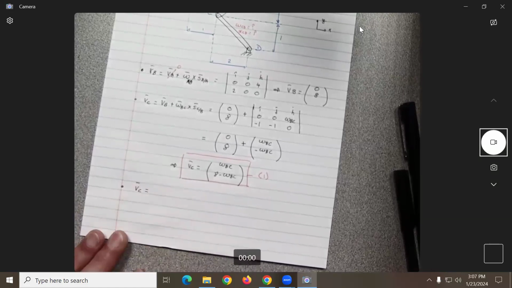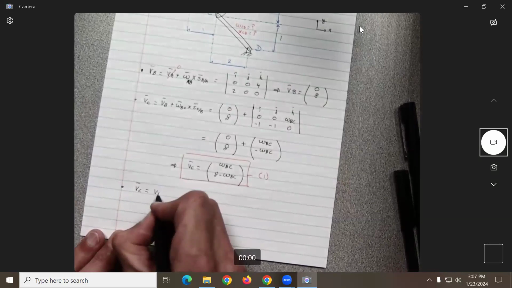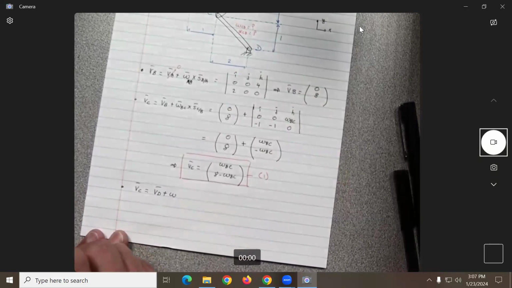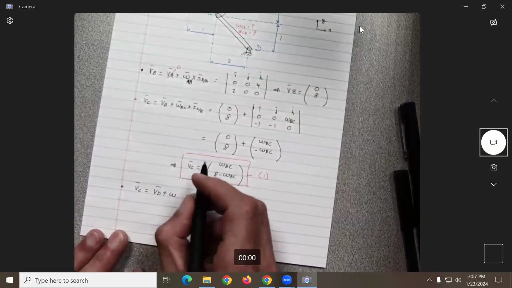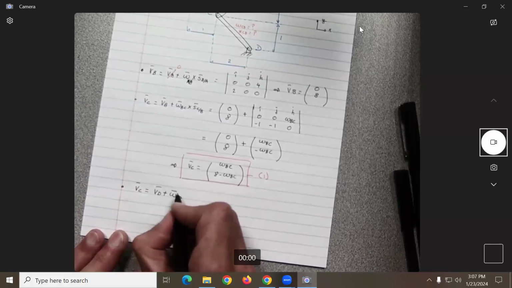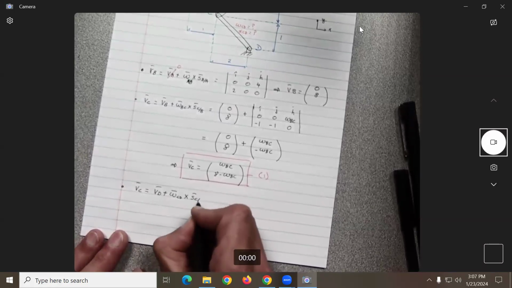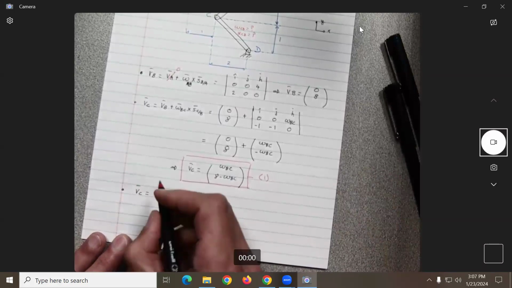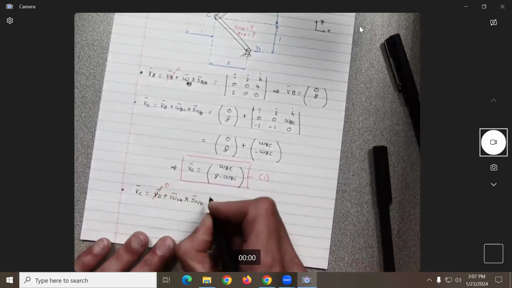VC from where? From D, no? So what would be the equation? VD plus omega of which bar? DC. DC or CD? It doesn't matter. DC, CD is the same, no? Cross what? S of what? C with respect to D. Okay. As before, what will be VD? 0. Perfect.